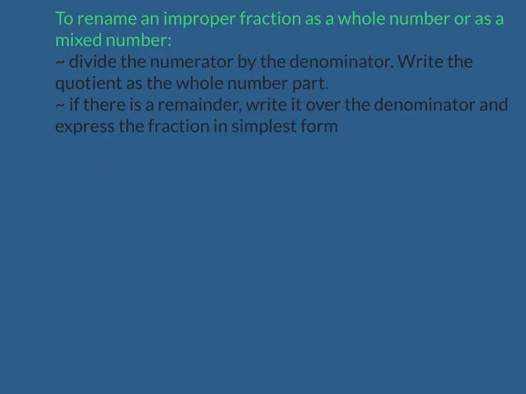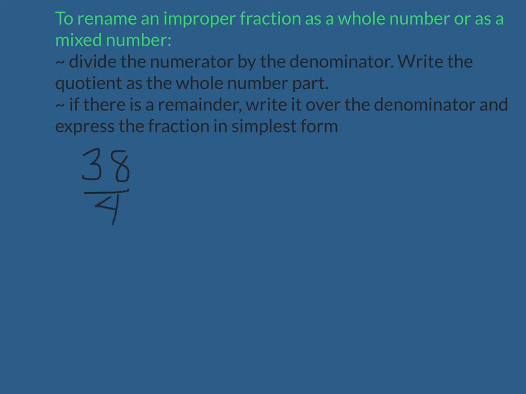So to rename an improper fraction as a whole number or as a mixed number, first divide the numerator by the denominator. Then write the quotient as the whole number part. Second, if there's a remainder, write it over the denominator and express the fraction in simplest form. So let's take a look at the example, 38 over 4.